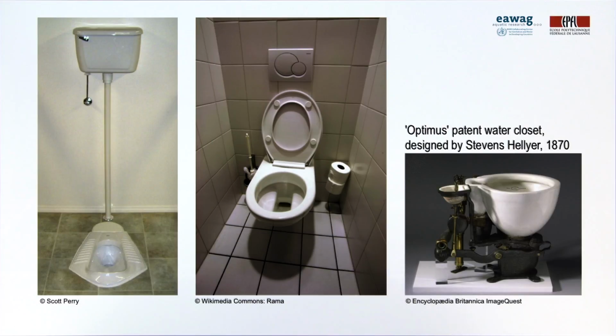Cistern flush toilets exist since more than 2 centuries, but only became a popular industrial product in the late 19th century with its worldwide spread starting from Europe. As you can see on the right-hand side, flush toilets looked quite different in the beginning from how we know them today.